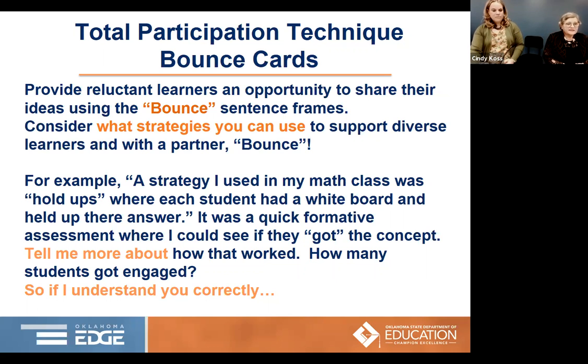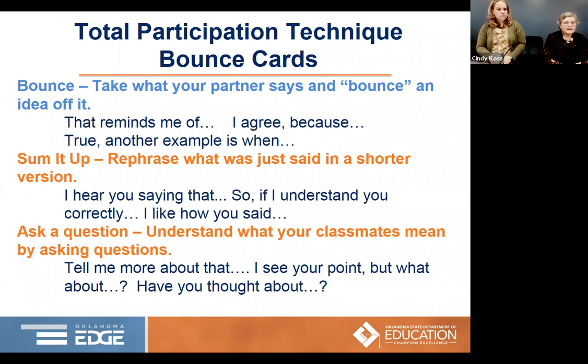So the example on this slide, a strategy I used in my math class was holdups, where each student had a whiteboard and held up their answer. And it's a quick formative assessment where we could see if they got the concept. And then Robbyn might say in response to that, can you tell me more about how that worked? How many students got engaged during that process? So Robbyn shared with you some of these examples, and that's what we're talking about.